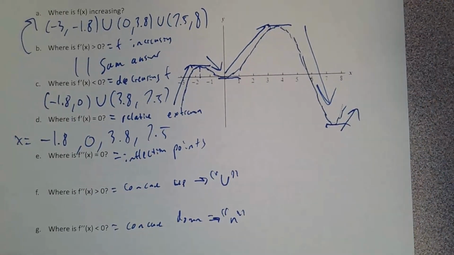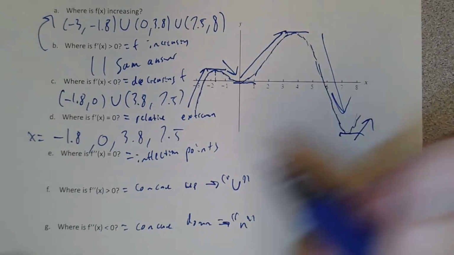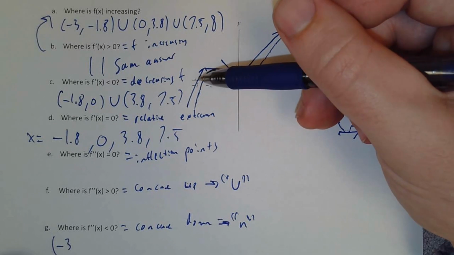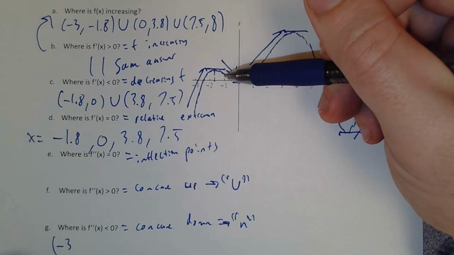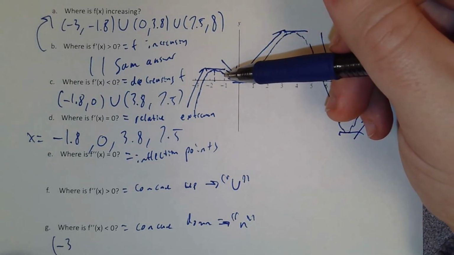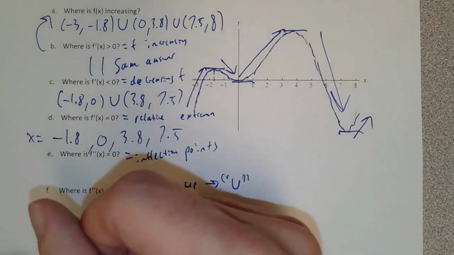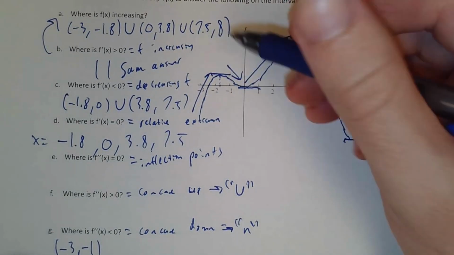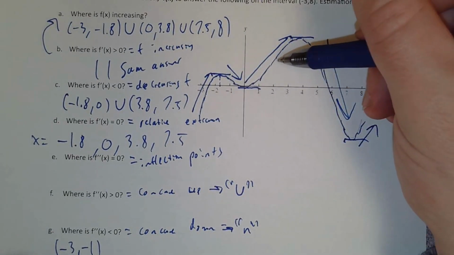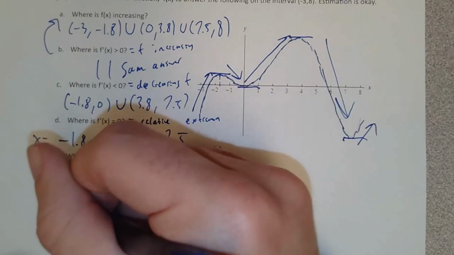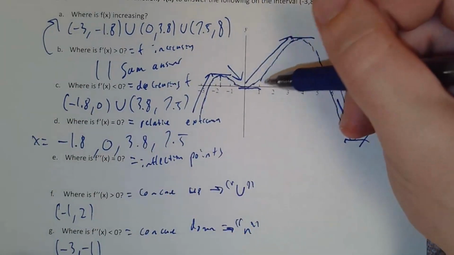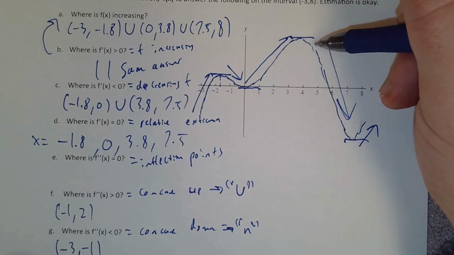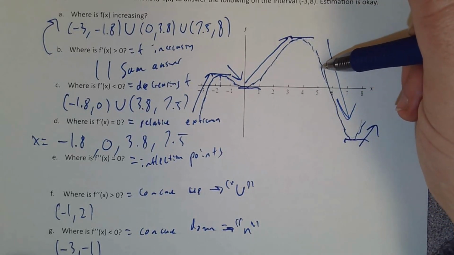So let's label that. Again, estimation's okay. It doesn't need to be perfect, but the N, we're going to say starts from -3, and we're going to say that stops roughly around -1, right? Because that's the in between the N and the U. So we're going to go -3 to -1, and then it's going to be concave up from that -1, I'd say roughly to the 2. So from -1 to the 2, it's going to be concave up. And then we're going to go concave down again from 2 to roughly 3.6 maybe.